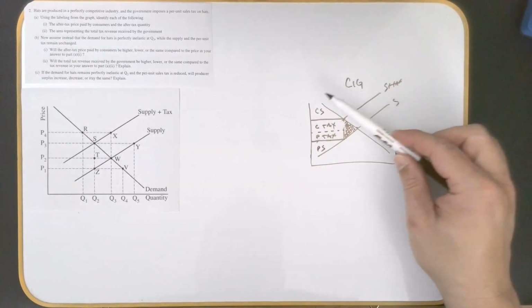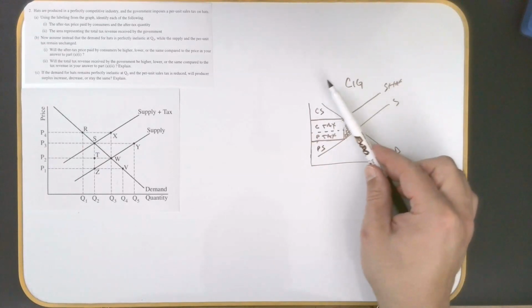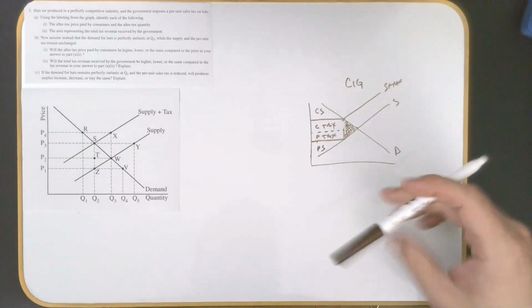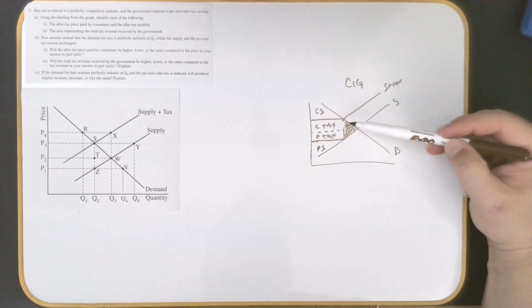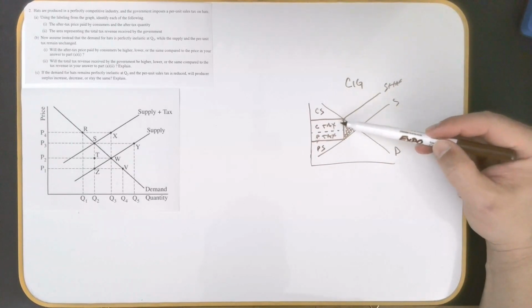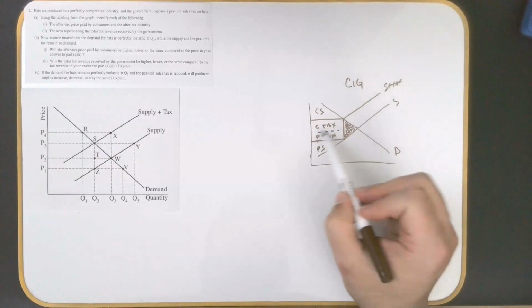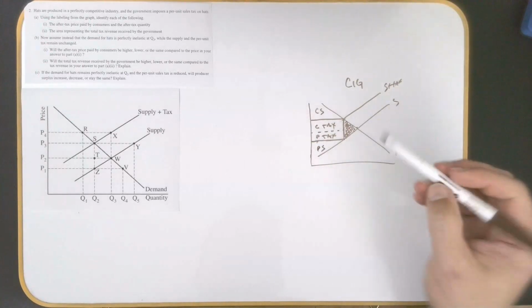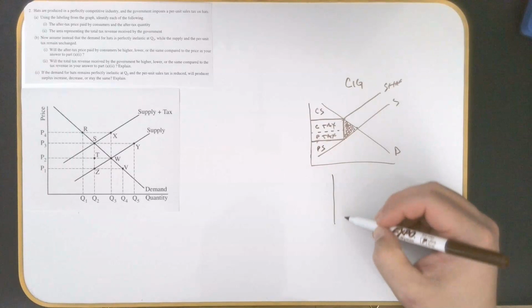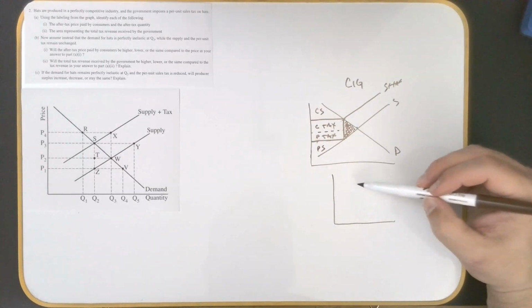Oftentimes with cigarettes or an addictive substance, the demand curve was a little steeper because it was more inelastic, and that would actually make what was called a tax incidence different. These both look unit elastic, so my incidence looks like it's 50-50. But if my demand curve was steeper, your tax incidence looks different.